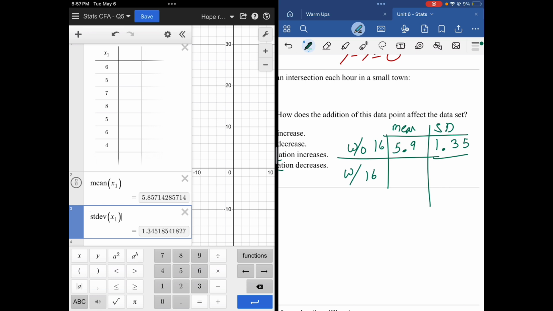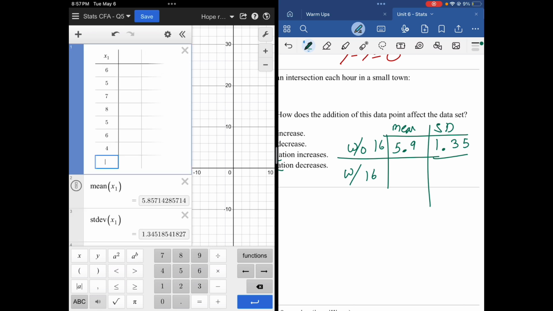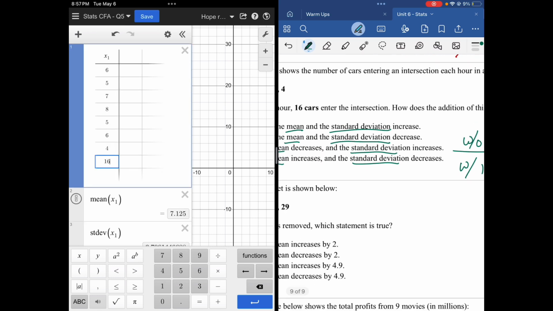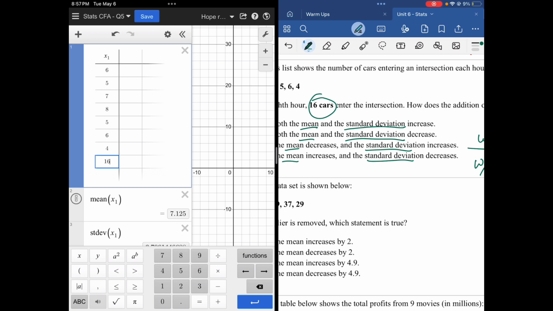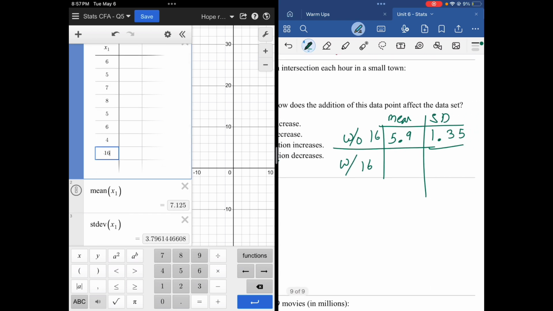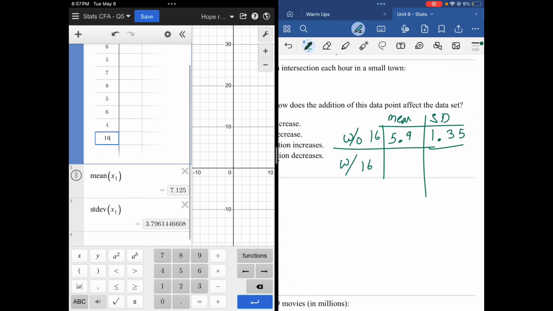So now, to make it easy for ourselves, let's go up on the table and just add the 16 where 16 cars entered the intersection. Let's see how that changes. Remember, in Desmos, it'll automatically update your data. The new mean is going to be 7.3, and the new standard deviation is going to be 3.796, whatever.